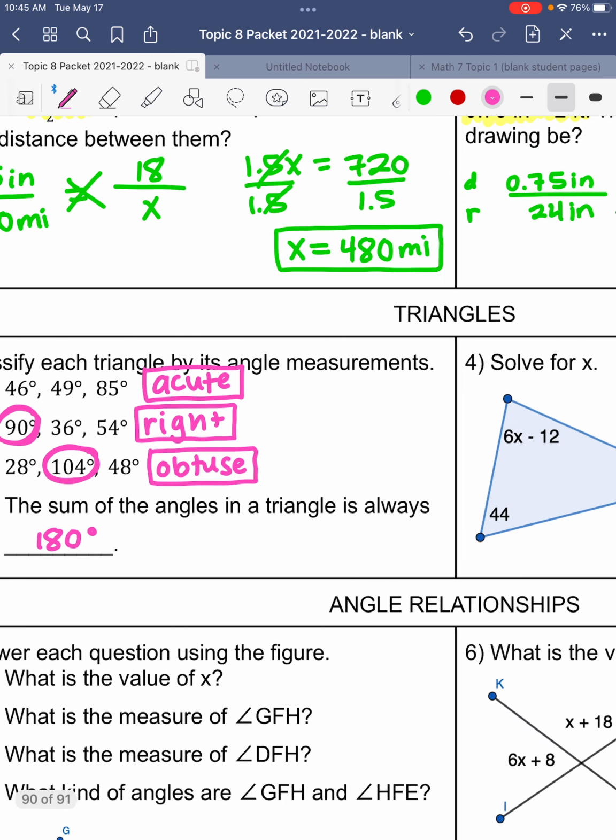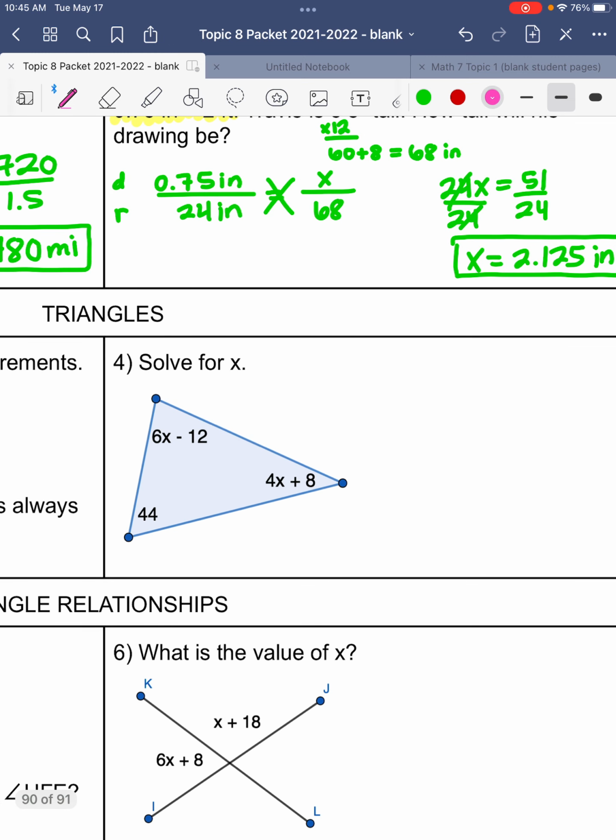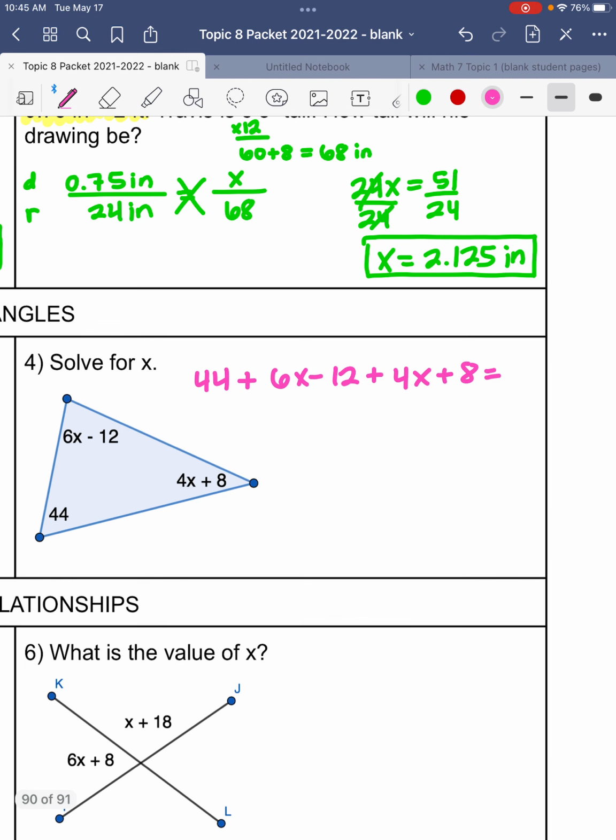Okay, let's look at number 4. Solve for x. So I know that angle 1 plus angle 2 plus angle 3 equals 180 degrees. So I'm just going to write an equation to say that. So we have 44 degrees plus 6x minus 12 degrees plus 4x plus 8 degrees equals 180.